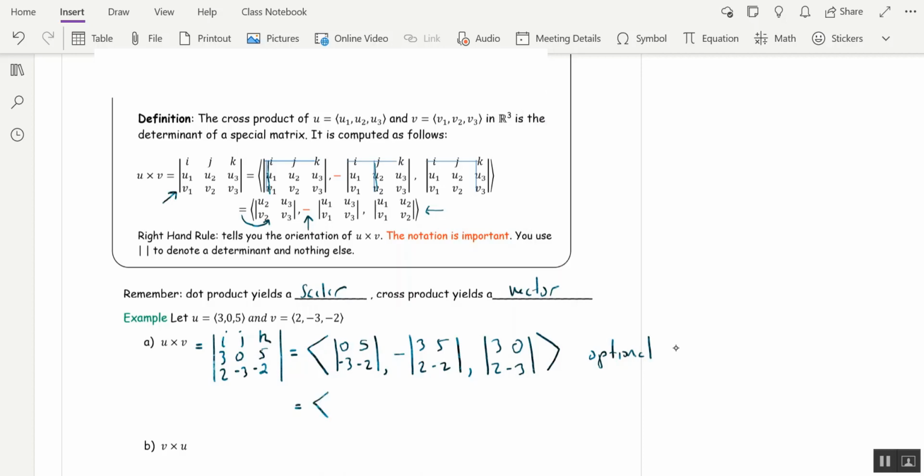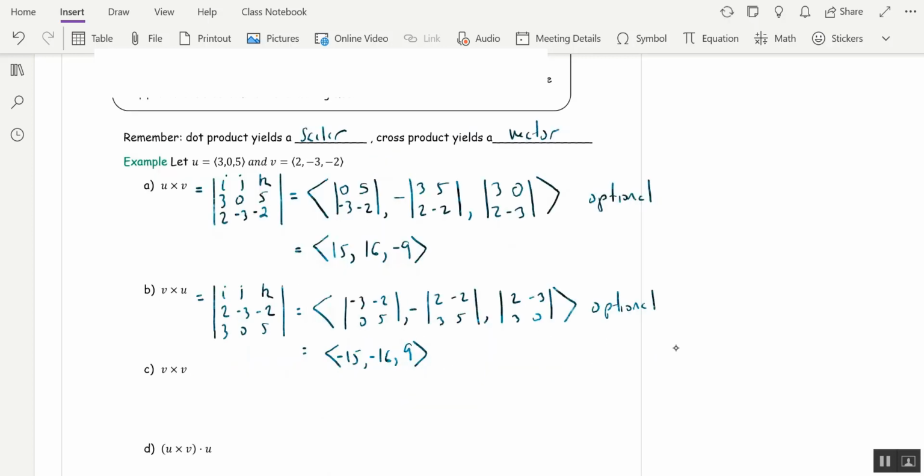So that gives us, now we take these 3 determinants and we get, for the first one, +15. For the second one, I get -6 minus 10, so that's -16. But then there's a negative out front, so I get 16. And then the last entry is -9. Okay, pause the video and try v cross u.